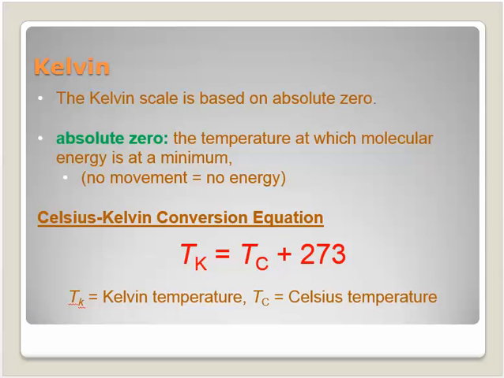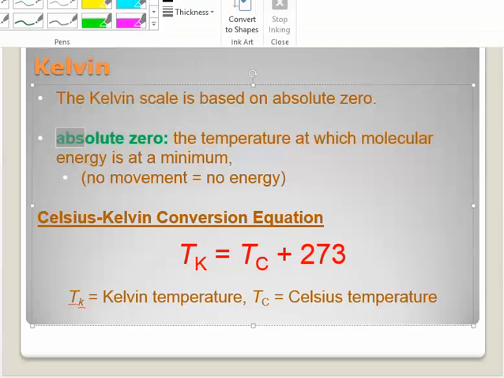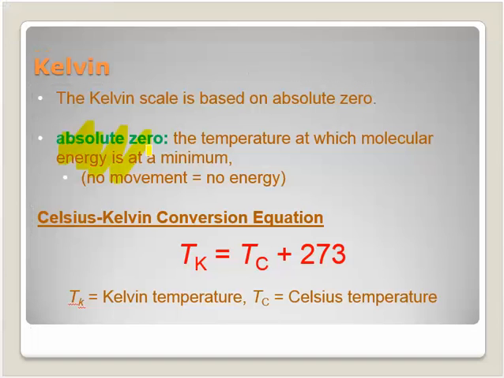Okay, the next thing we're going to talk about here is Kelvin. The Kelvin scale is based on absolute zero. This is a key concept right here. Absolute zero is the temperature at which molecular energy is at a minimum.